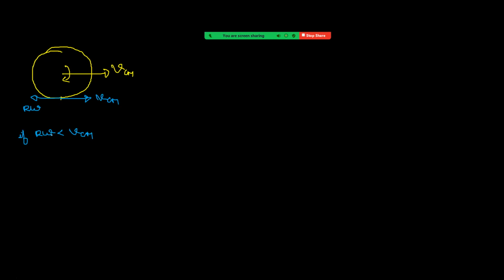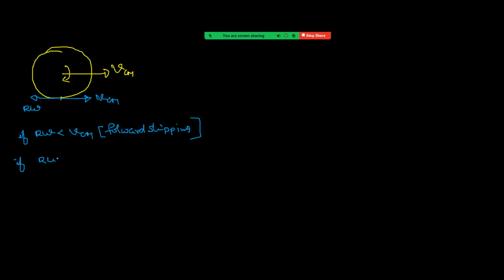If r omega is less than VCM, for the contact point, velocity is now net value right side. That means the contact point is having velocity with respect to the contact surface. That means it is now slipping, and this is slipping forward. This is known as forward slipping, because for the contact point, net velocity is forward.